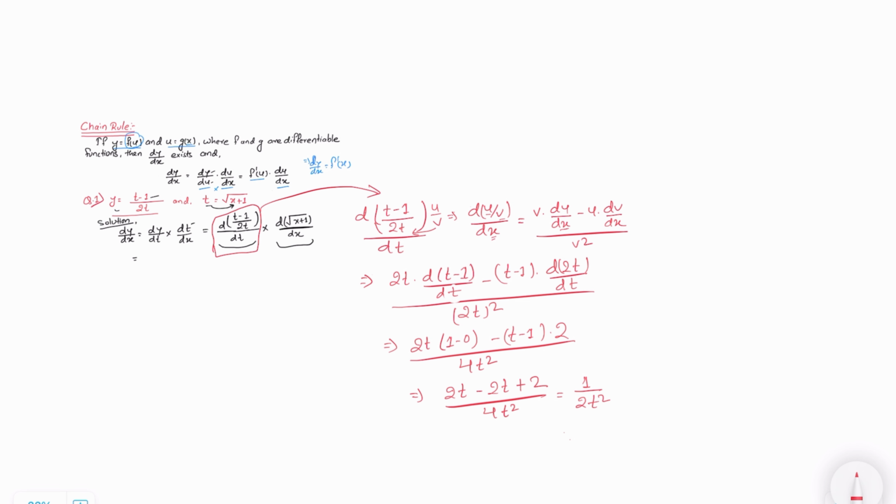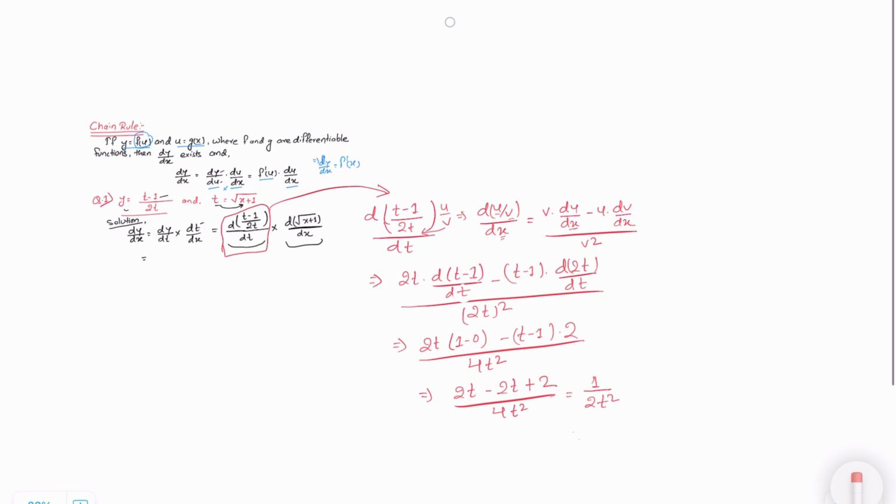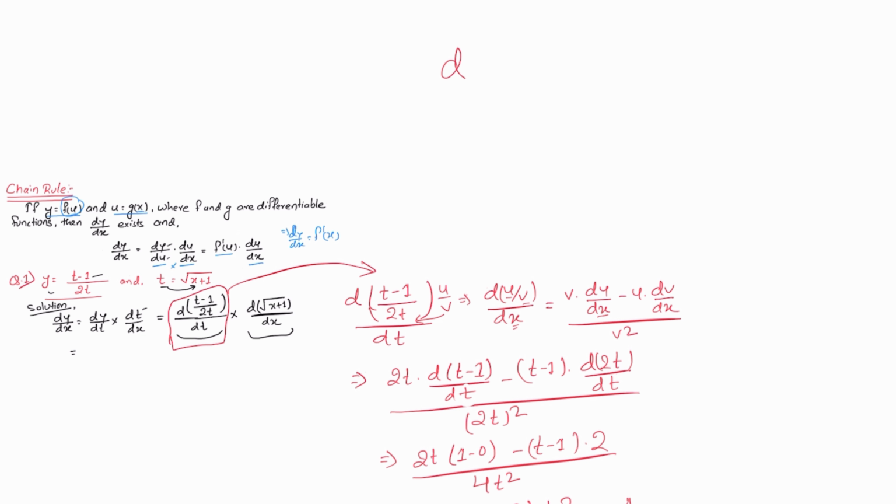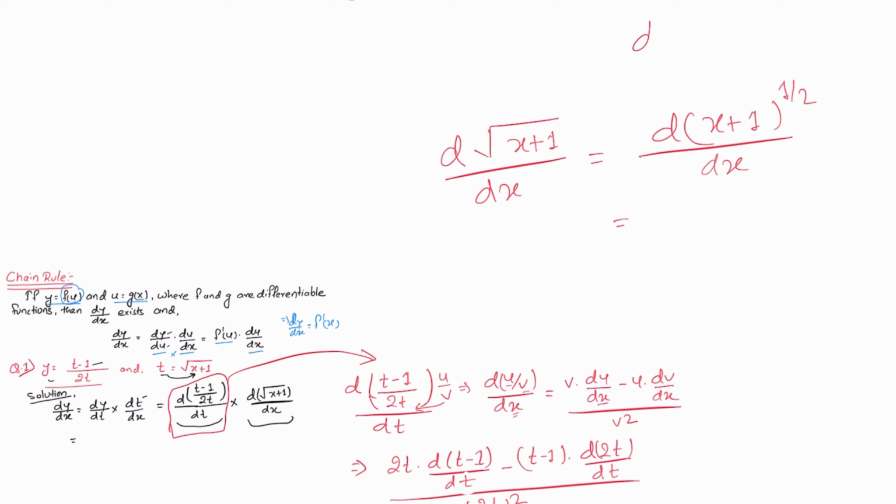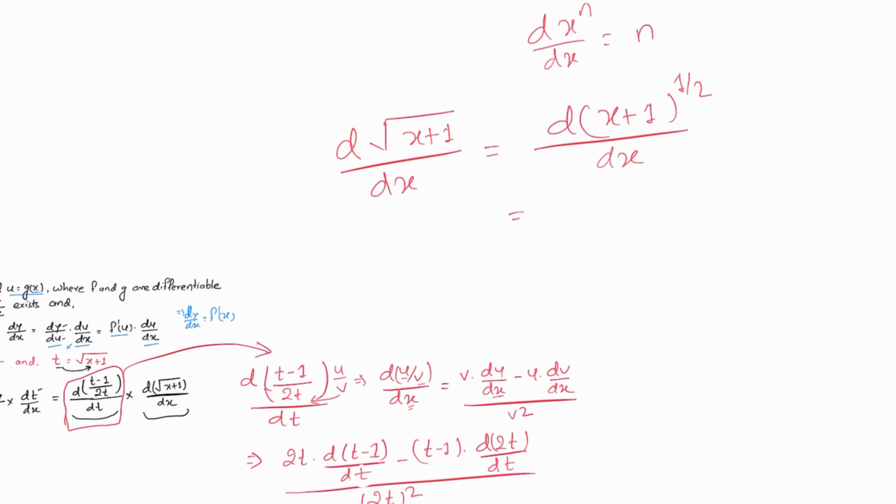So we have the second part as derivative of root under x plus 1 upon dx. So we can write it as derivative of (x plus 1) to the power 1 by 2 dx. So this is in the form derivative of x to the power n upon dx. We know the formula, that is n times x to the power n minus 1.